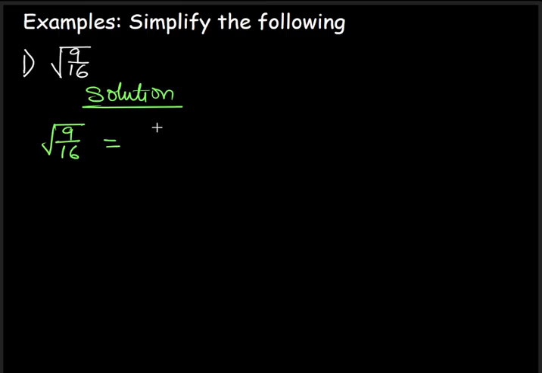So square root of 9 is equal to what? 3. And then square root of 16 is equal to what? 4. And that is what we are looking for. So this becomes our answer. Move to number 2.